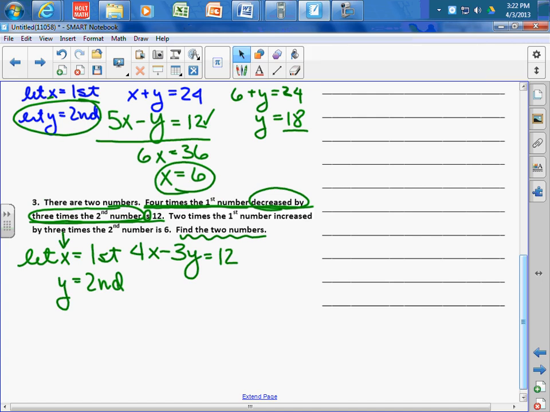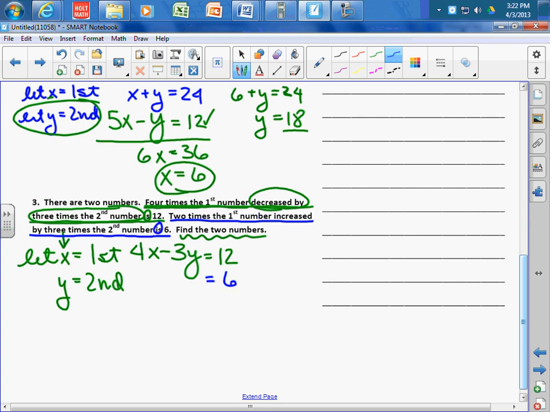Then we're going to take the other sentence. 2 times the first number increased by 3 times the second is 6. Equal sign is "is." So something equals 6. Let's translate. 2 times the first number, x. 2 times that would be 2x. Increased by, that's a plus sign. 3 times the second would be 3y equals 6. What are we going to do with these two equations? Add them together. What's going to cancel? The y's are going to cancel.